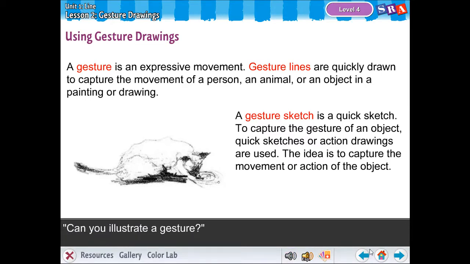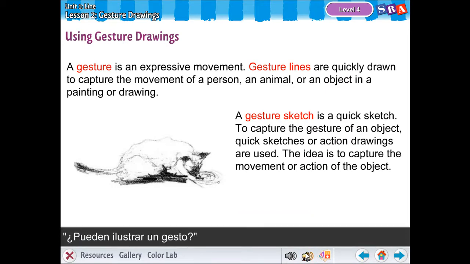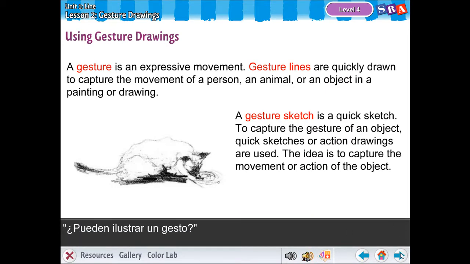Can you illustrate a gesture? Pueden ilustrar un gesto.